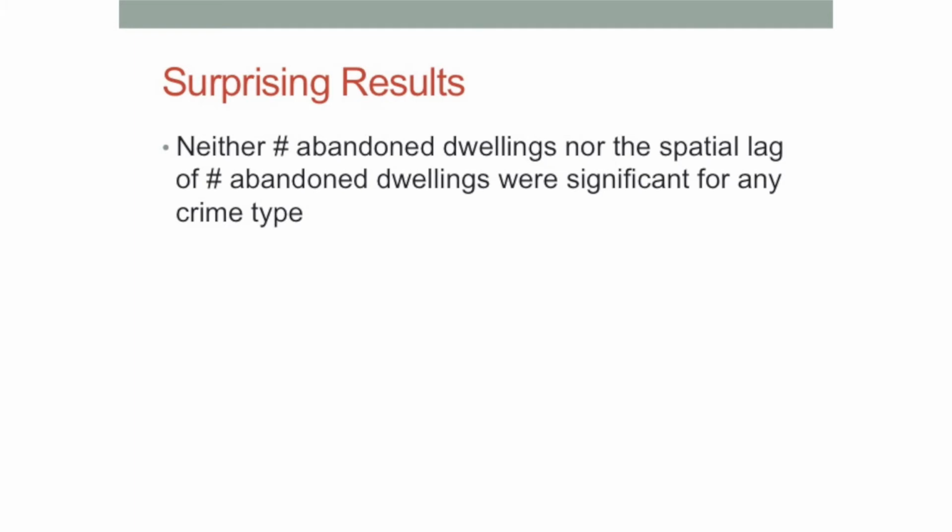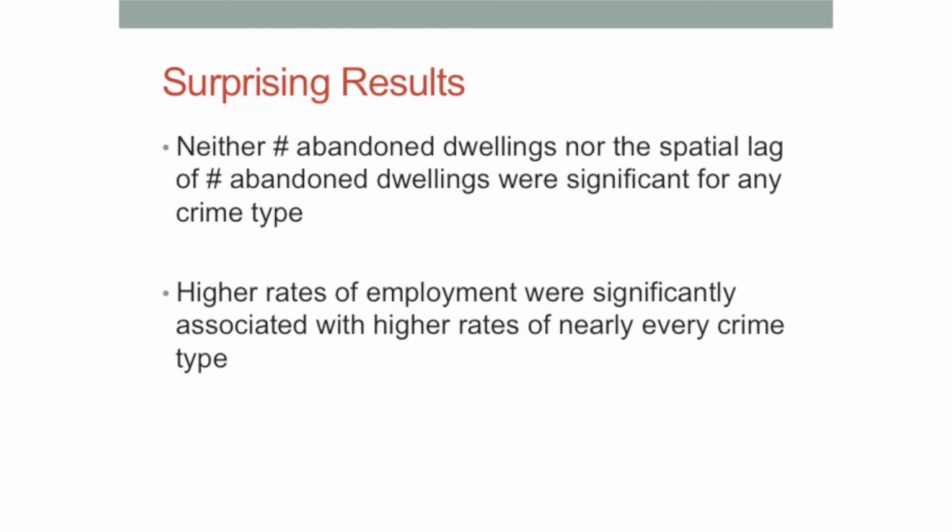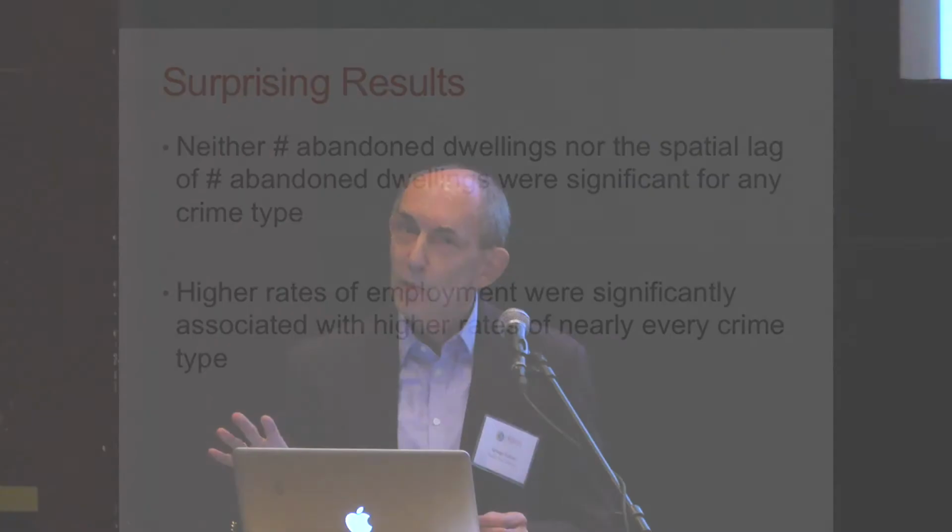Also superficially surprising was our finding that higher rates of employment on a block were related with higher rates of nearly every crime type. Now, we're controlling for the median incomes of blocks, so what we're saying here is that controlling for basic economic levels of a block, the higher rates of people being employed leads to higher crime on that block. Now, there's a couple of reasons that might be behind the scenes here.